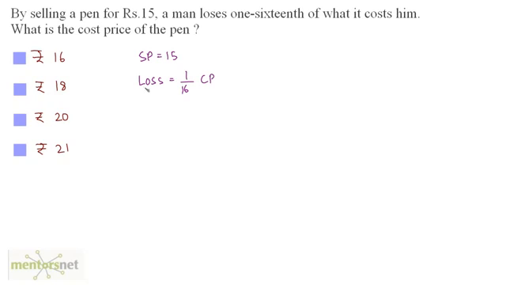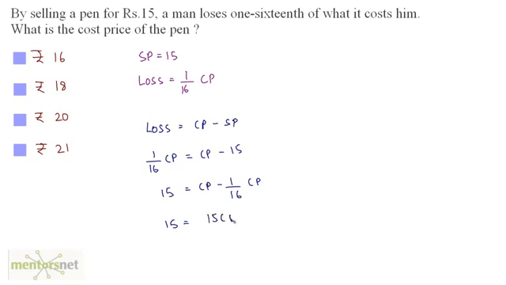Now we know the formula for loss, and we have the selling price and loss. So we can calculate the cost price. So loss is equal to the cost price minus the selling price. So therefore the loss, 1/16 of cost price, is equal to cost price minus the selling price, 15. So I have 15 on the left is equal to cost price minus 1/16 of the cost price. So therefore I have 15 is equal to 16 cost price minus 1 cost price, which is 15 CP by 16. So therefore cost price is equal to 15 times 16 by 15, and that is 16 rupees. So the cost price is 16 rupees. Option A is the right answer.